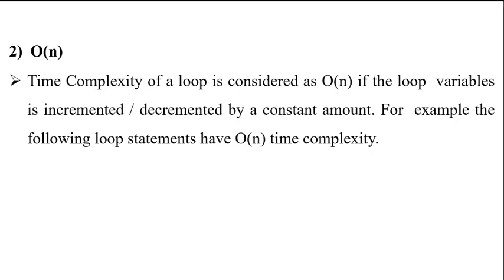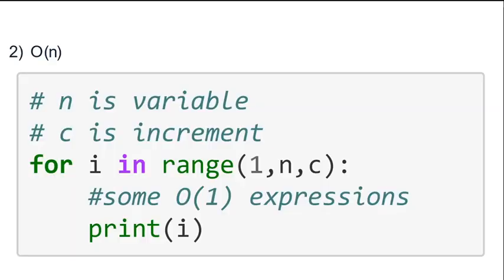Big O of n. The complexity of a loop is considered as big O of n if the loop variable is incremented or decremented by a constant amount. For example, the following loop statements have big O of n time complexity. As you can see, we declare n as a variable and c as the increment, for i in range, with constant and variable c increment, and we can declare some big O of 1 expressions and print i, which is the loop. Now this is the big O of n.